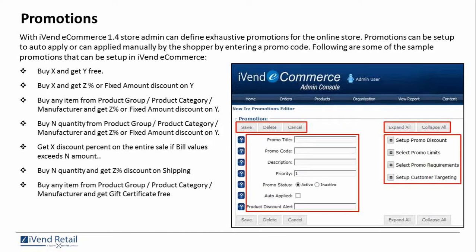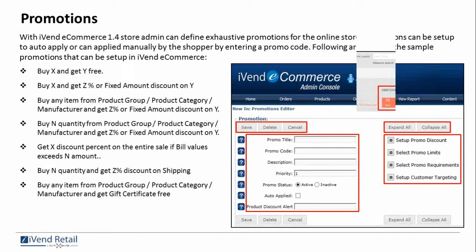Next could be get X discount % on the entire sale if the bill value exceeds a certain amount. Then another could be buy N quantity and get Z% discount on shipping. Buy any item from a product group, product category or manufacturer and get a gift certificate free. So you see there is a range of promotions that can now be defined in iVend eCommerce 1.4. I have configured some of the promotions. When we come to the product, we'll look at it.